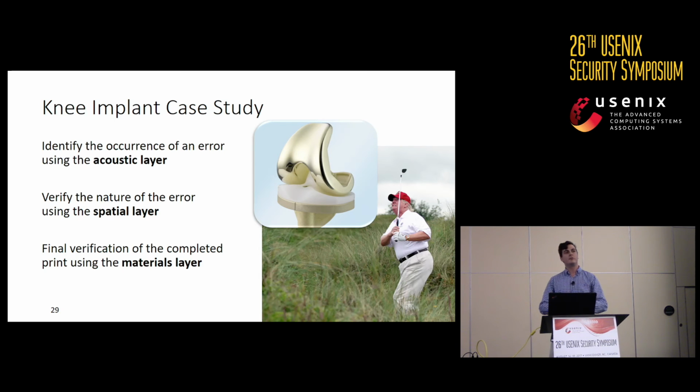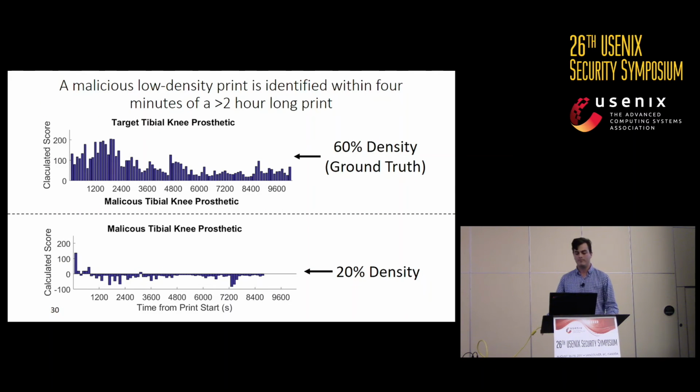So first what we're going to do is we're going to follow this prosthetic knee through the manufacturing process. We're going to identify an error using the acoustic layer. We're going to visualize it using the spatial layer to find out what it is. And we're going to take one last look before the doctor performs the procedure using the materials layer. So here we see, just like before, on the top graph, we see what the prosthetic knee should look like in the acoustic profile.